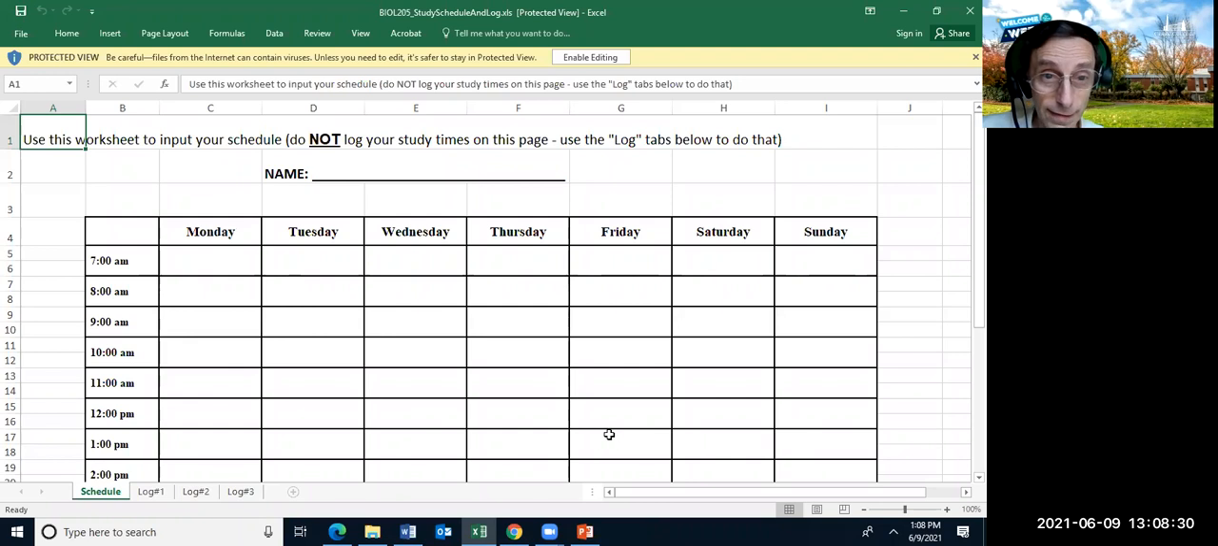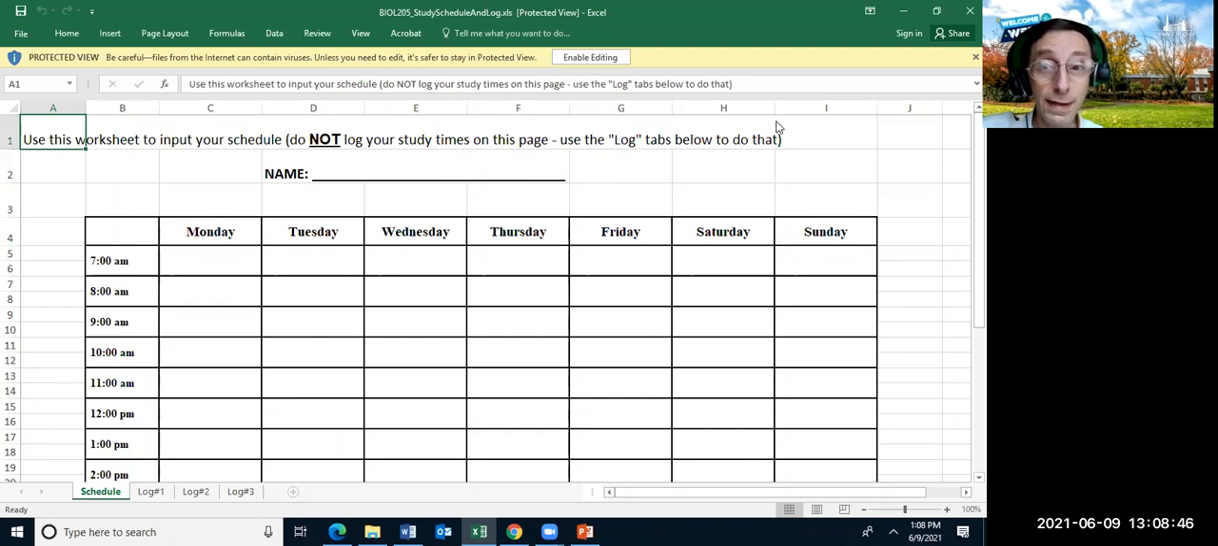Somebody turned in a schedule to me, and they had scheduled something like 4 or 5 hours of sleep a night. And I said, is that right? You're only going to get 4 or 5 hours of sleep? So I will take a look at it.